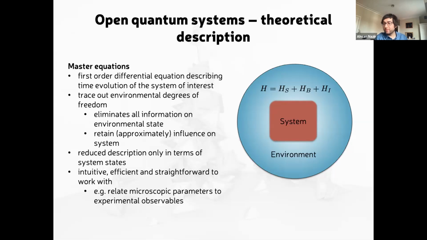One advantage, though, of course, is we end up with a reduced description, which is only in terms of the system state. So it's generally quite intuitive and efficient and straightforward to work with. And we can get quantities, for example, like energetic shifts or decay rates that we can relate directly from Hamiltonian parameters to experimental observables. So we can also quite easily test the accuracy of our models experimentally as well.